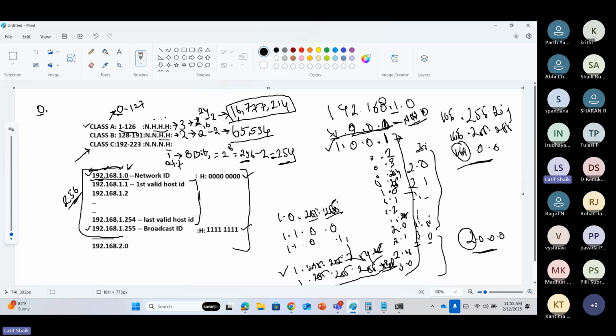Which class of IP address will you suggest? I need just 50 valid host IP addresses, only 50 systems, without much wastage. Okay, some wastage can be there, but a large number of IP addresses is not required. Which class of IP address will you suggest?